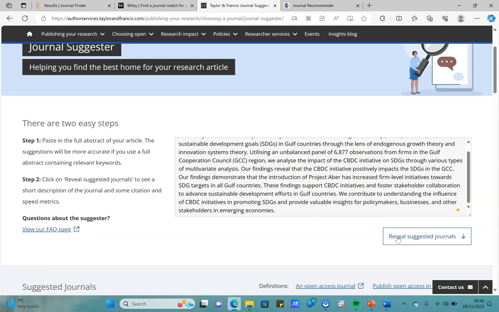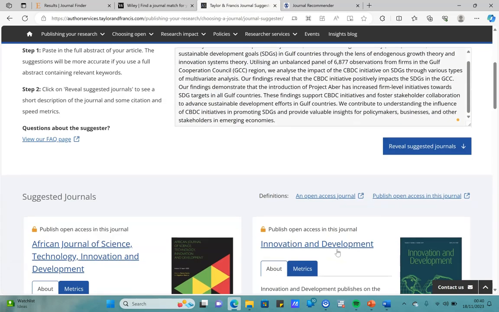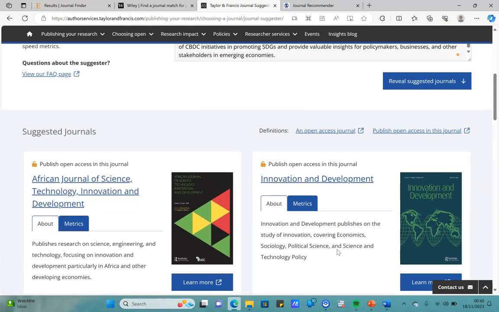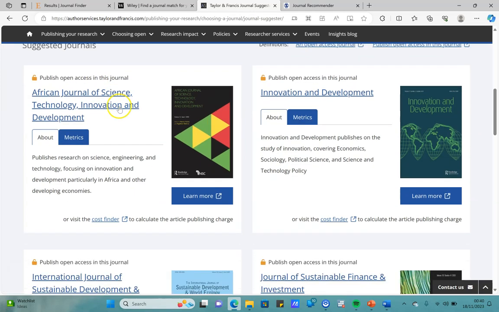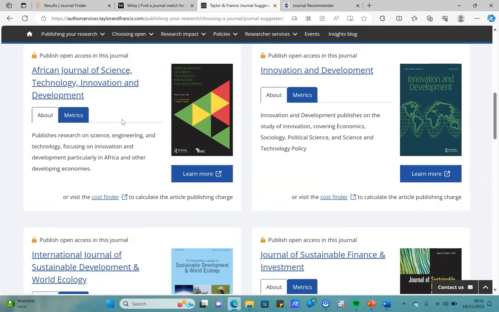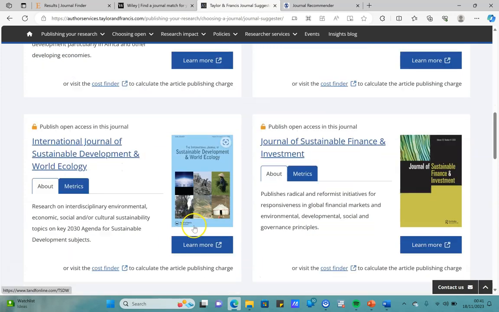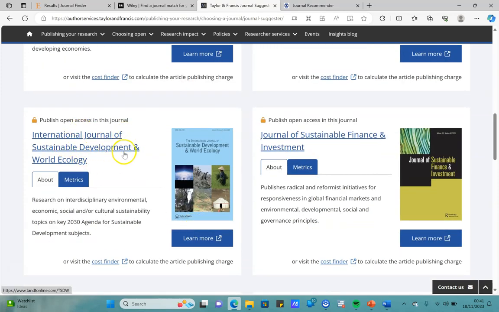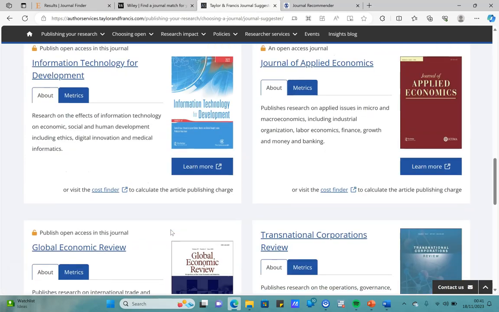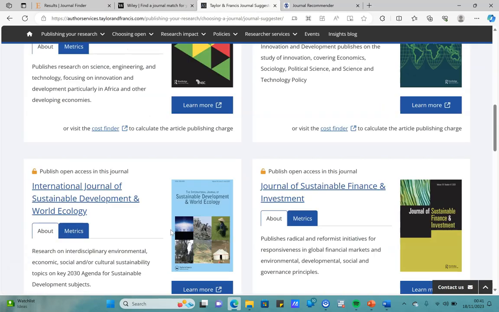I'm definitely going to explore, but again, as I mentioned, the end decision is up to you. You have to find actually, you cannot just rely, and you may choose the first journal and it might not work for you. Okay, so I think they have already suggested some journals already. They are taking me to African Journal of Science, Technology, Innovation and Development. So they are looking for, okay, International Journal of Sustainable Development. So here you go. Here are the options that you have.